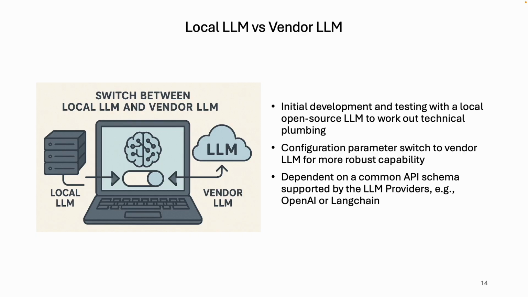validation. But for this to actually work seamlessly, both LLM providers need to conform to a common API schema, meaning the same input and output structure, the same request response format. Without that shared interface, every switch would require custom integration work. This approach creates a balance between cost, speed, and privacy, with local models handling rapid iteration and vendor models stepping in when more power is needed.